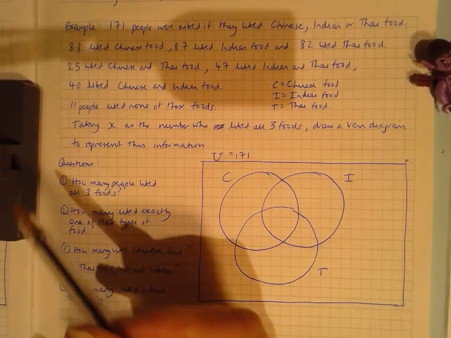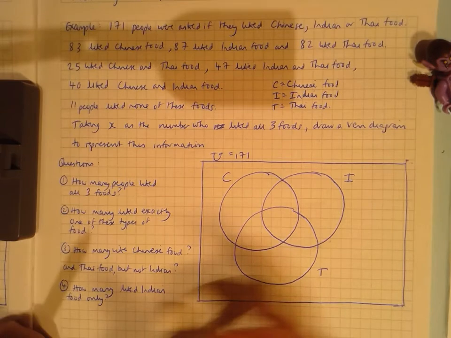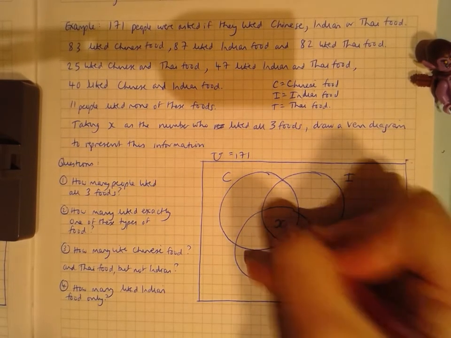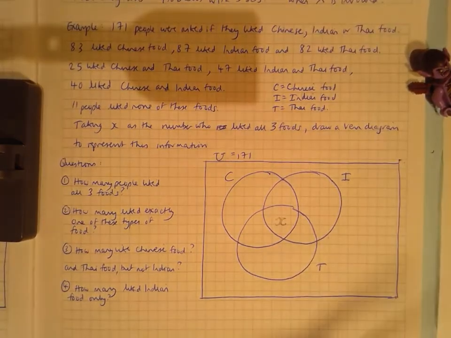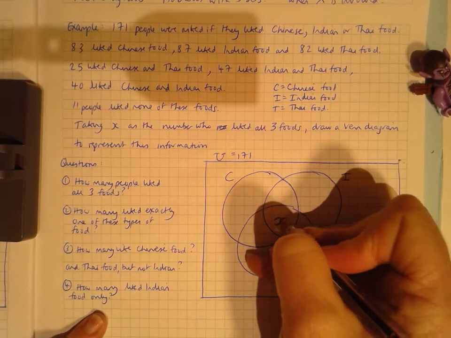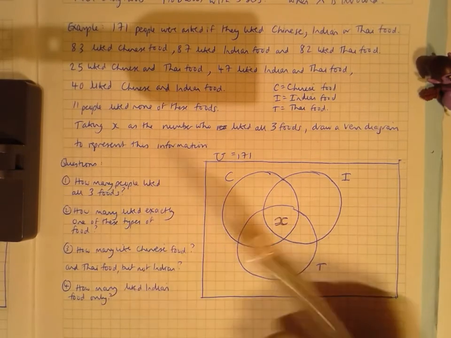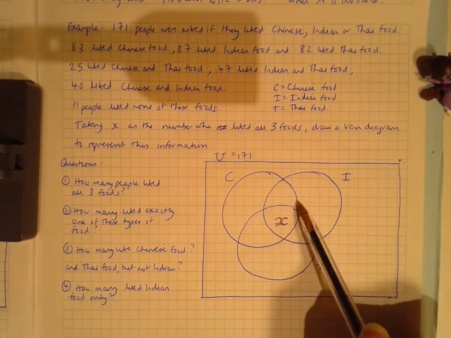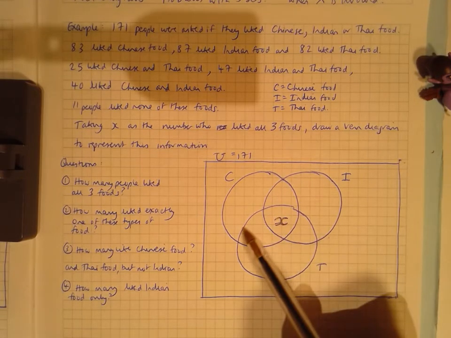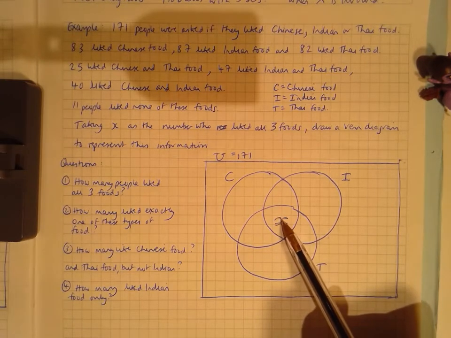I hope this isn't making you hungry. So what am I told? I'm told to put X, taking X as the number who liked all 3 foods. So I'm going to put X in the middle here because that's the number that liked all 3 foods. Okay, so actually I see that with the light shining, it's shining off that X, so I'm actually just going to put it in pen. Now this X, remember, is the number that I'm going to take away from any information I'm given about this whole area, or about this whole area, or about this whole area. So this X is going to feature quite strongly.